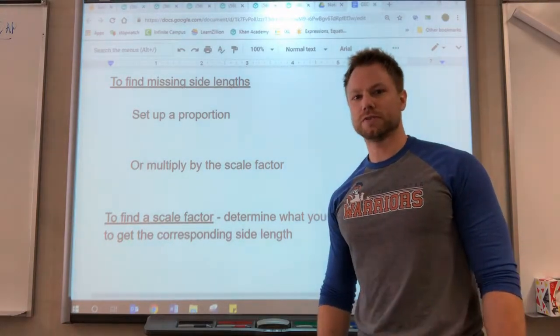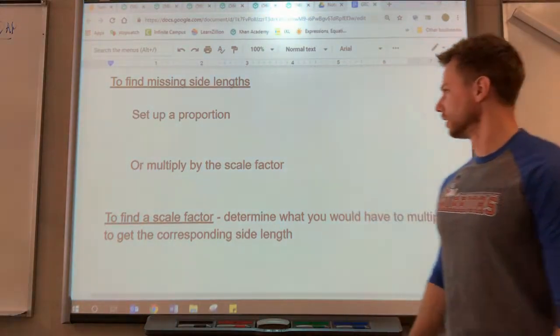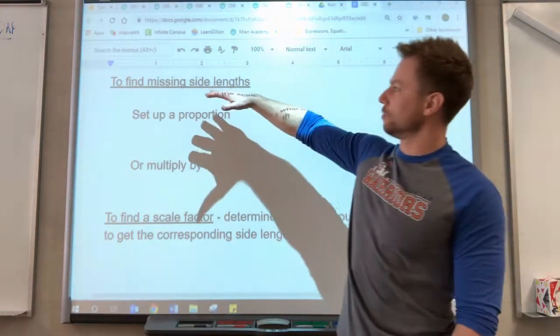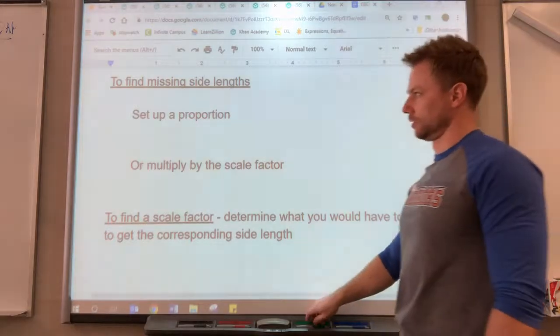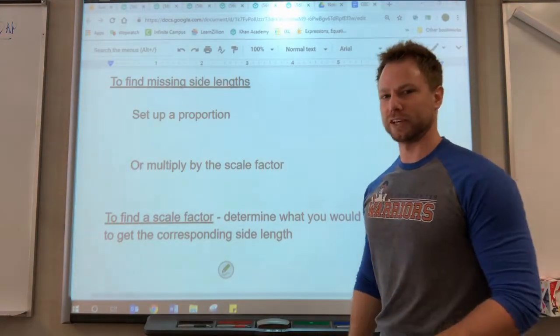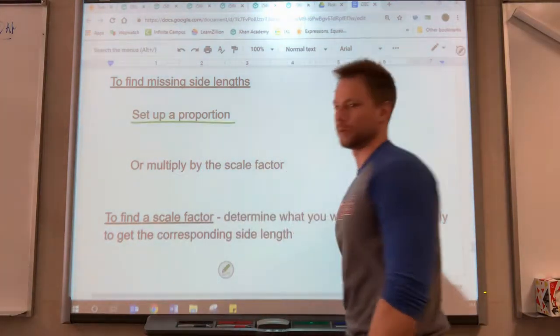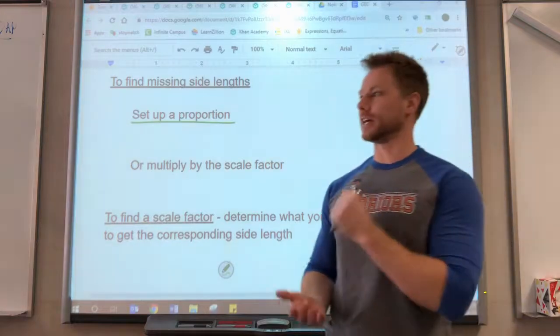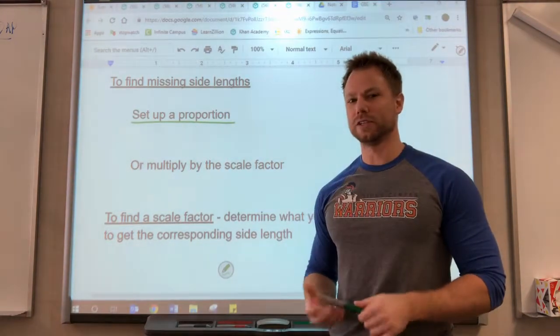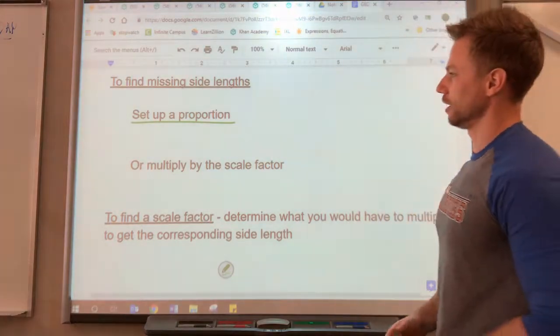on Objective 2 of scale drawing. We do have a few notes before we get into our practice. So you're going to be asked to find missing side lengths. And there's two main ways to find missing side lengths from scaled figures or proportional figures. One way we're going to do that is set up a proportion. Remember I said when we did proportions we're going to be using those all year long. Well, here we go again. We're using those proportions again.